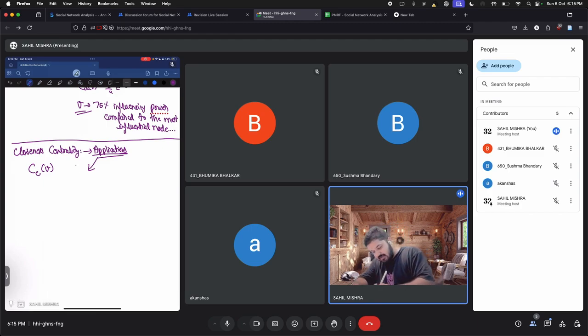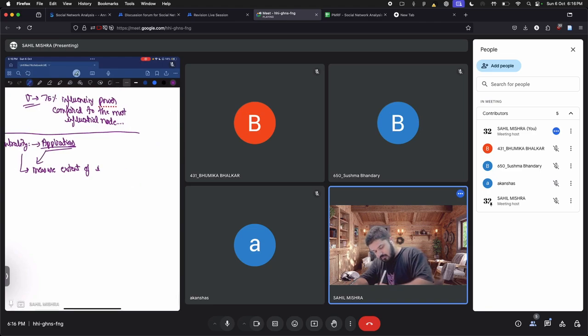So closeness centrality is used to measure the extent of information spread.